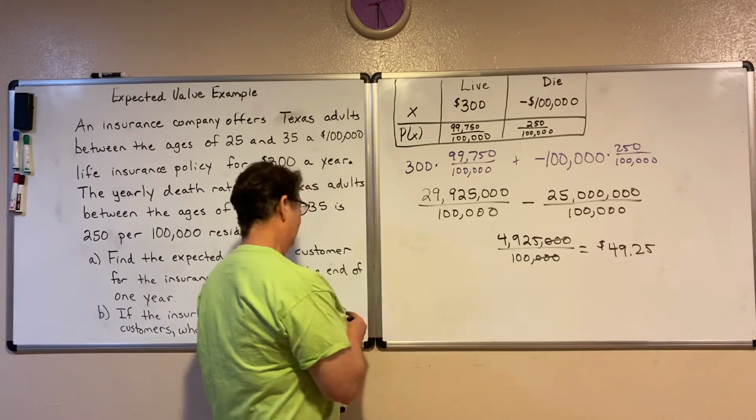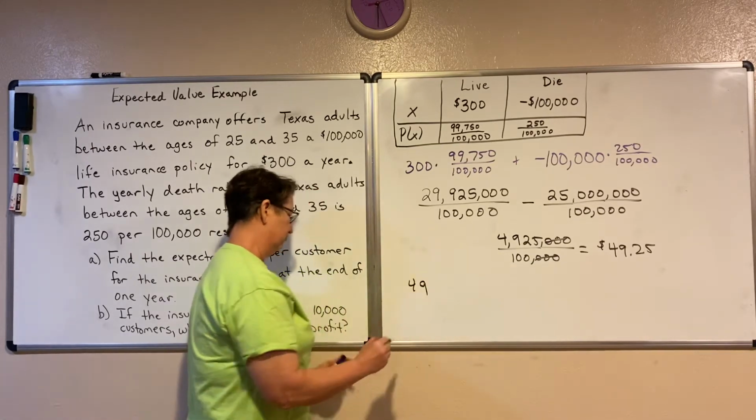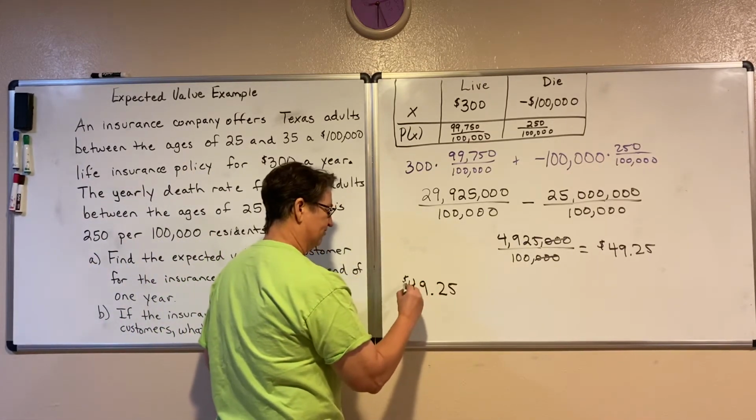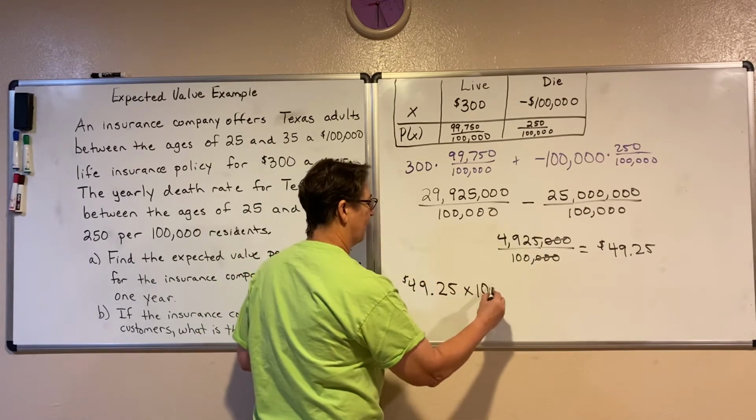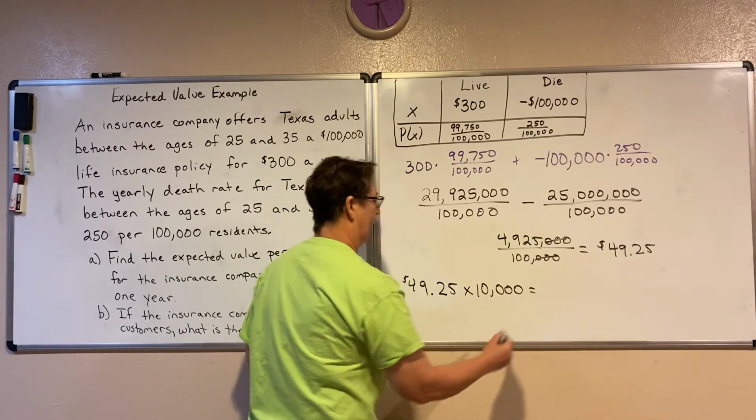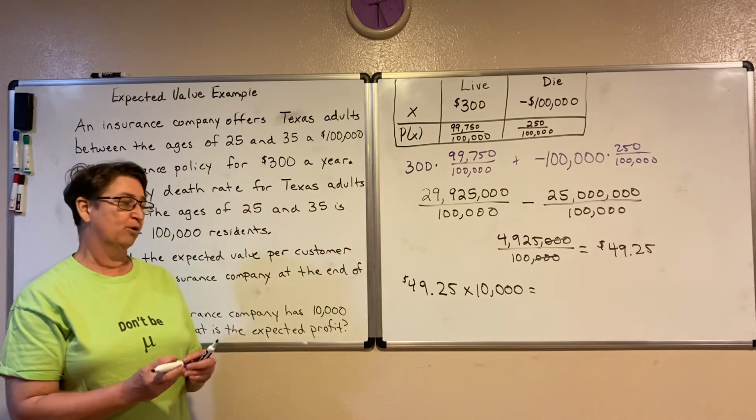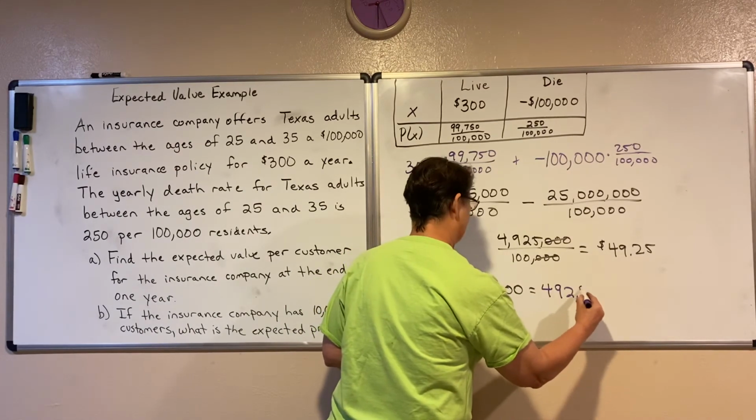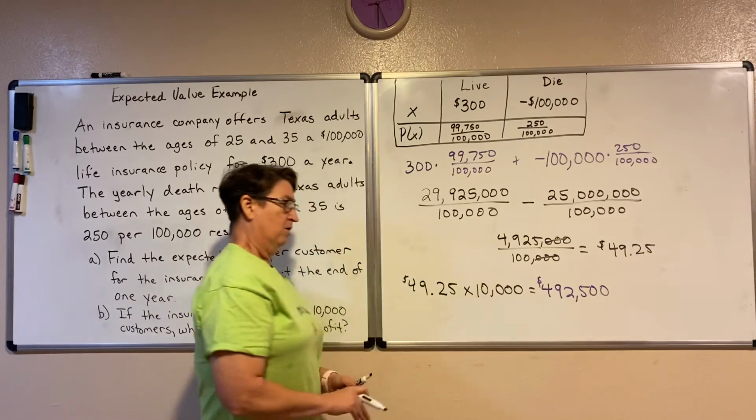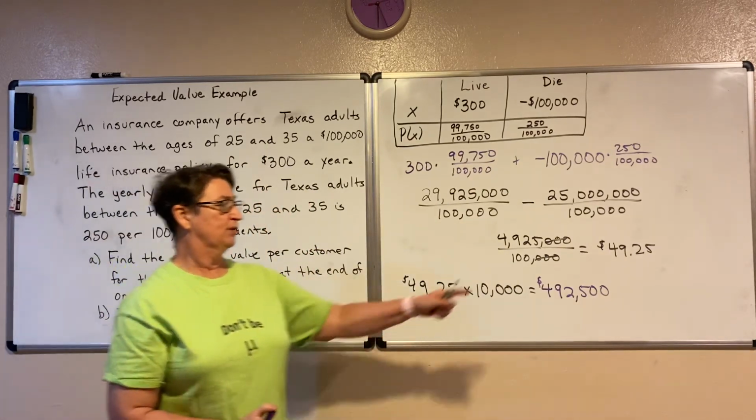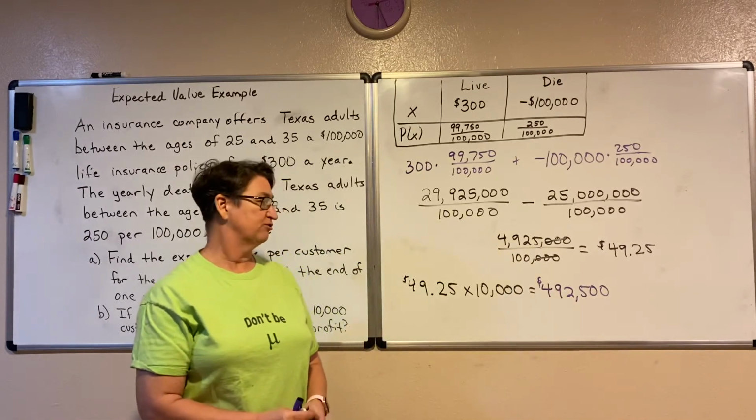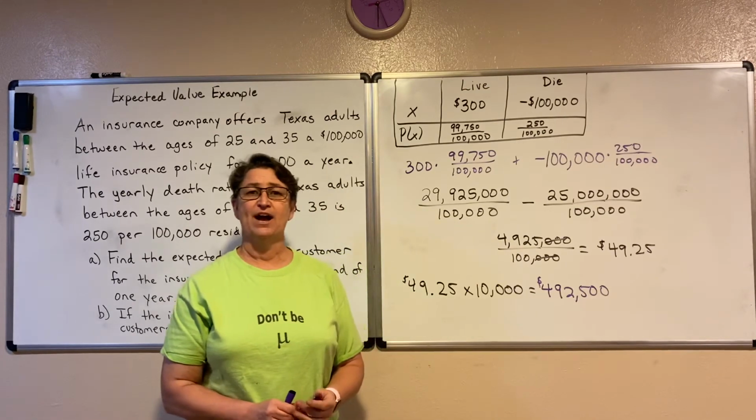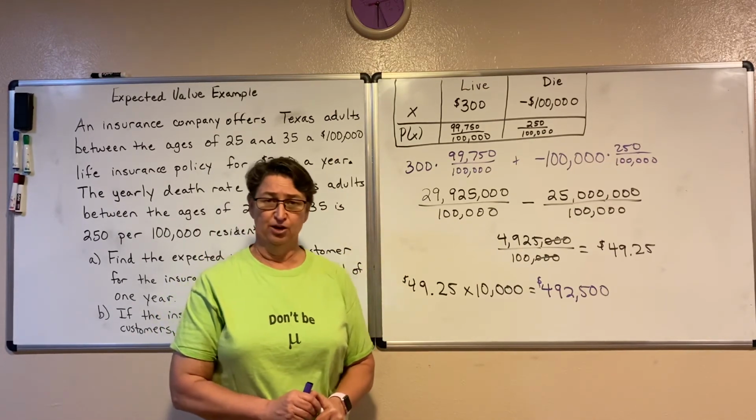Part B, if they sell it to 10,000 customers, how much money are they going to make? Well, we take the $49.25 that they make off of each customer, multiply that times the 10,000 customers that they have, and they're going to end up with $492,500. So we just take that amount and multiply by the number of customers they have, and they can find out what they expect their profits to be at the end of the year.